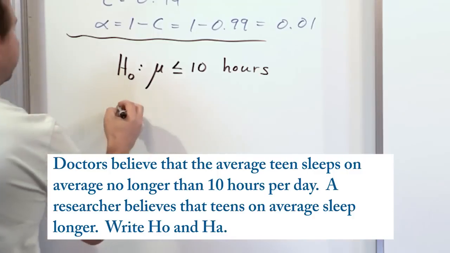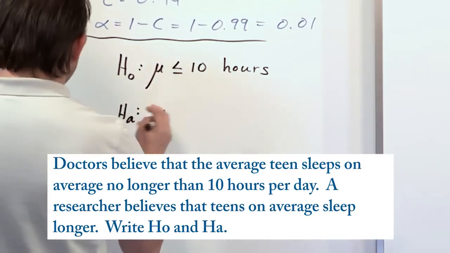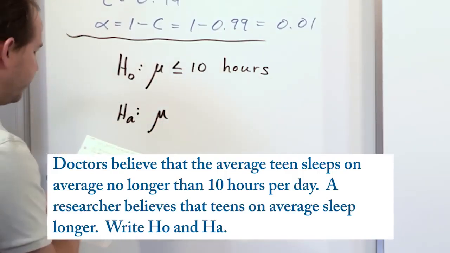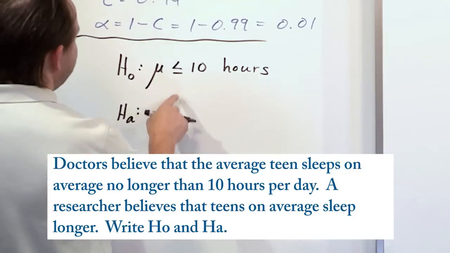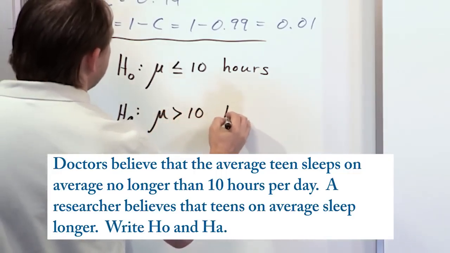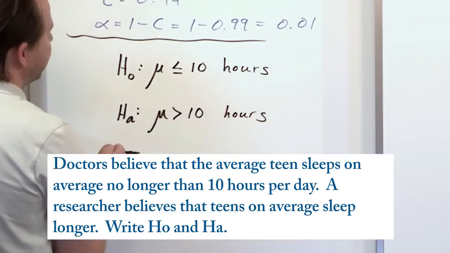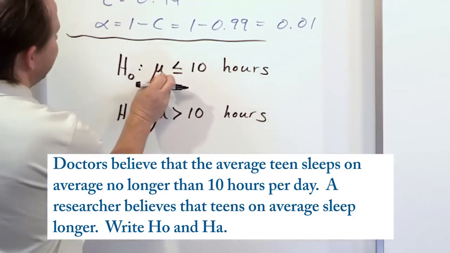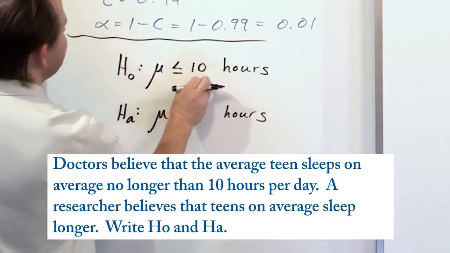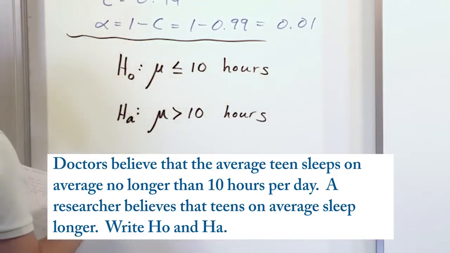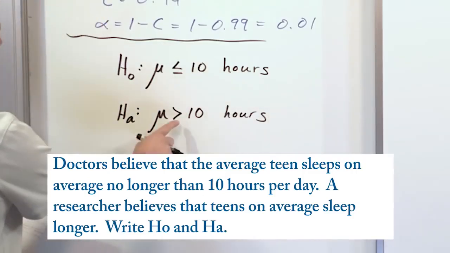So if this is the case, what would be the alternate hypothesis, or the research hypothesis, or the challenge hypothesis? Well, it says a researcher, who's the challenger, believes that teens on average sleep longer than this. That means it has to be greater than 10 hours. If you were asked on the test to write the null and the alternate hypothesis, this is what you would be expected to write. The null hypothesis says that teens do not sleep any longer than 10 hours, so any amount of time up to and including 10 hours. But the researcher comes along and says, no, on average, I think teens do sleep more than that. So we have to have a greater than.